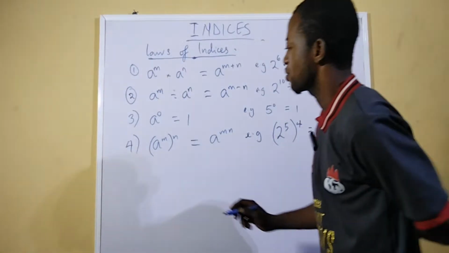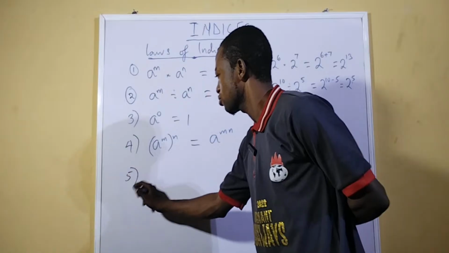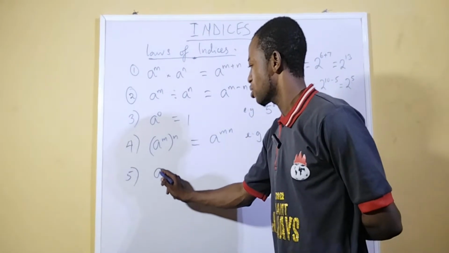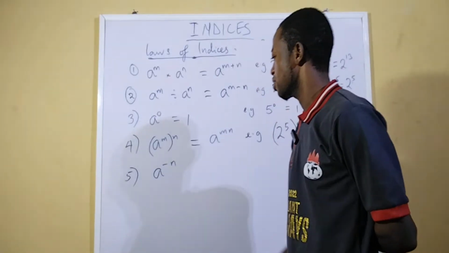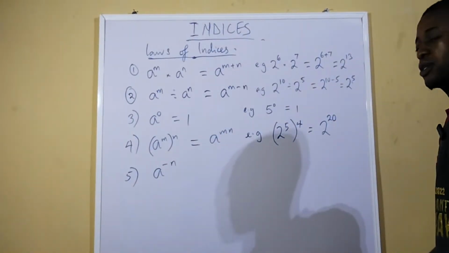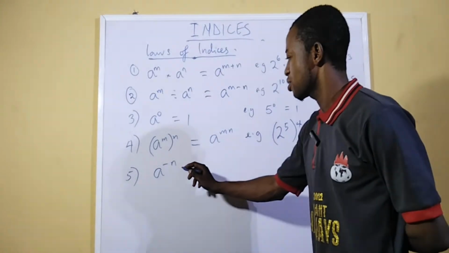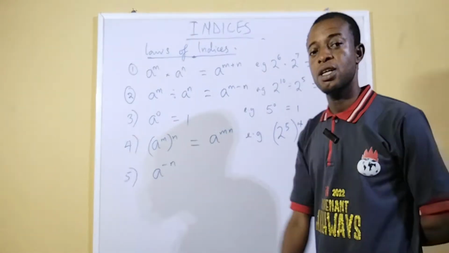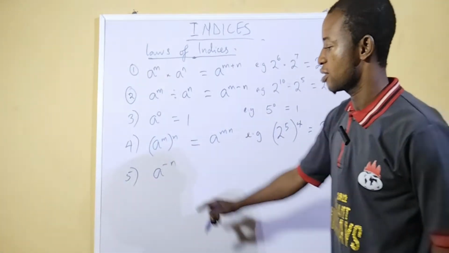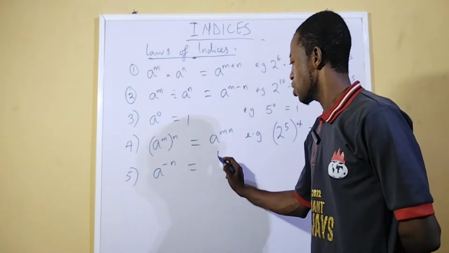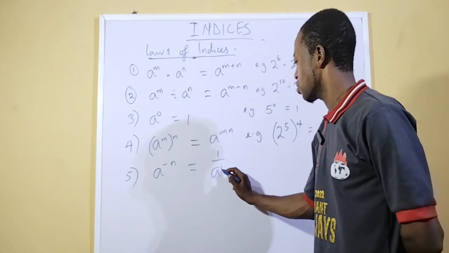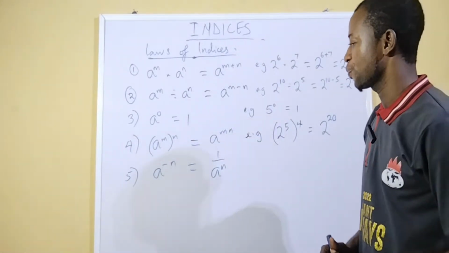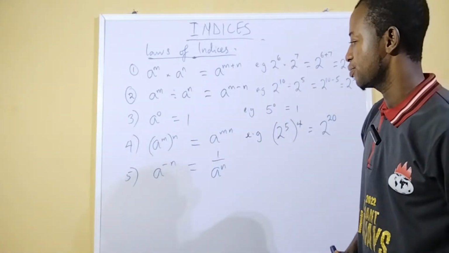Then also we have, whenever we have a raised to power minus n, this is called negative index. So this will turn to 1 over a raised to power n. 1 over a raised to power n. Okay?